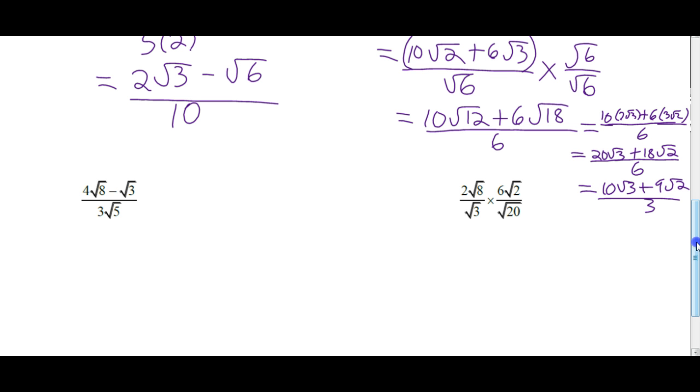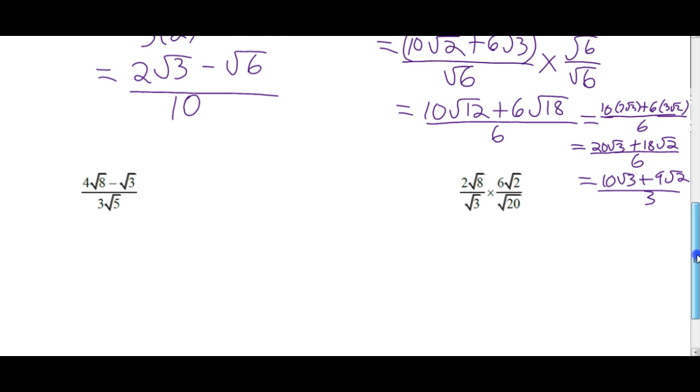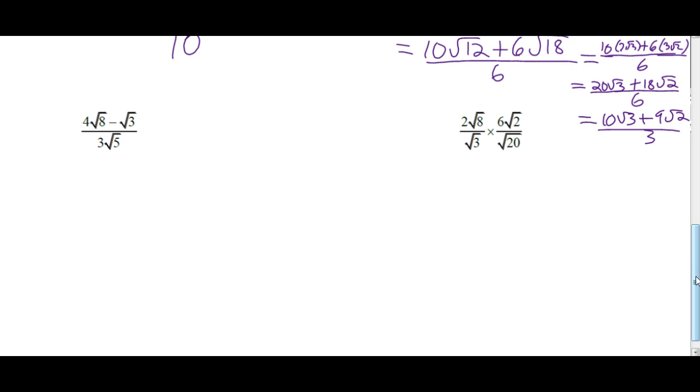Okay, a couple more, and then we'll go to the next page. Okay, what do I multiply by? Why not 3 root 5? You only do the radical, right? You don't want to do the 3. All you do is introduce a factor of 3 and have to take it out in the end.